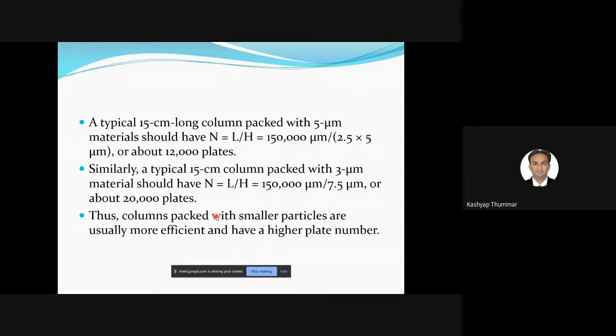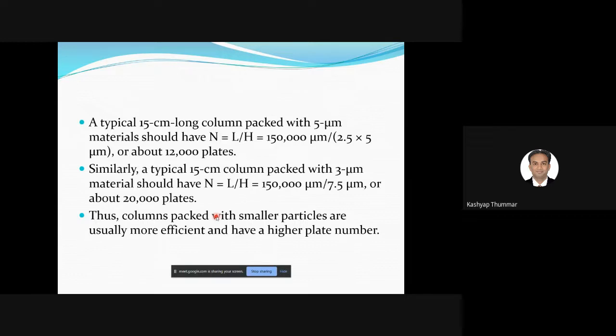So if you simplify this equation, N is L upon H, where L is 15 centimeter, or 150,000 micrometer, divided by 2.5 into 5. If you simplify, it is around 12,000 plates. Okay, it is around 10,000 plates.